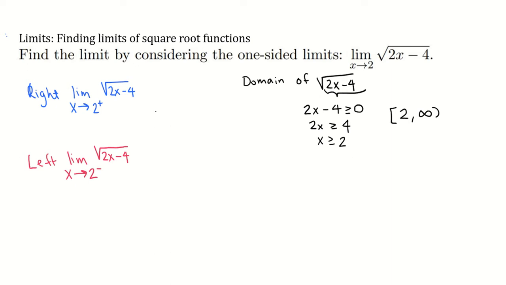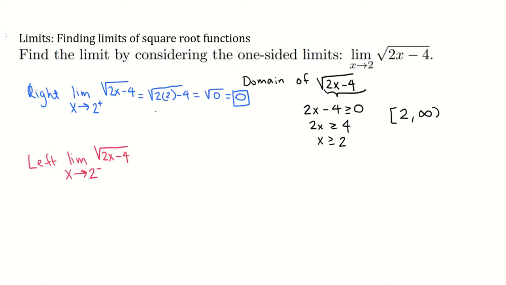That means for our right-hand limit, when we're looking at x approaching 2 from the positive side, this limit is defined and we can plug in 2. We get the square root of 0, which is 0. So the right-hand limit is 0.